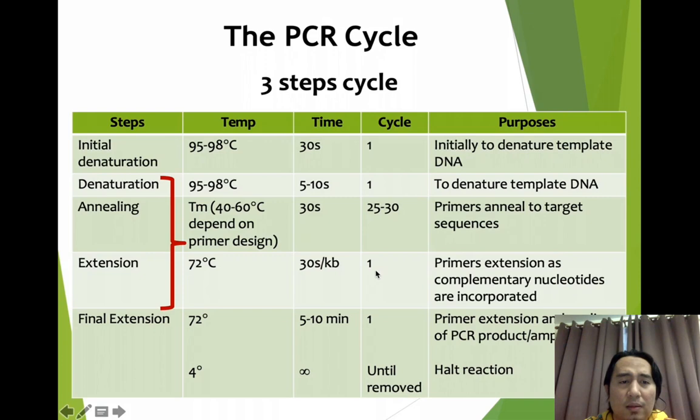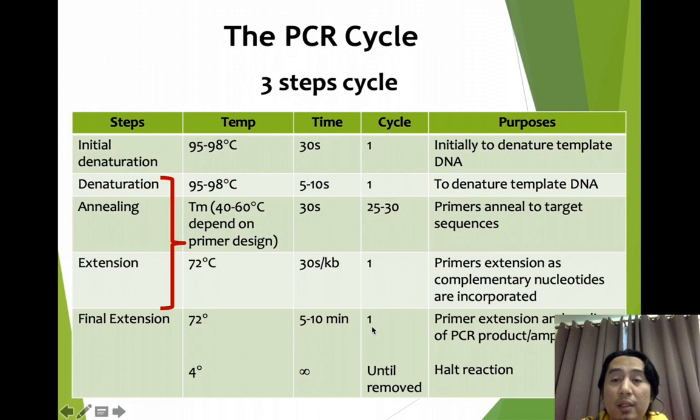From denaturation to extension, it will be repeated 25 to 30 times. It means denaturation, annealing, extension is cycle 1, then back again: denaturation, annealing, extension, cycle number 2, then cycle number 3, up to 30 cycles. After finishing 30 cycles, we have a final extension at 72 degrees for 5 to 10 minutes, only 1 cycle.